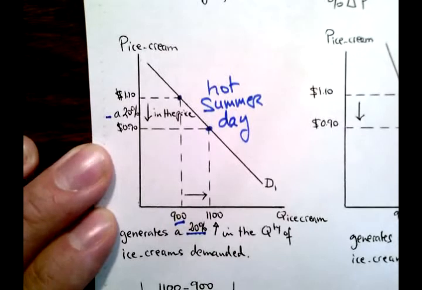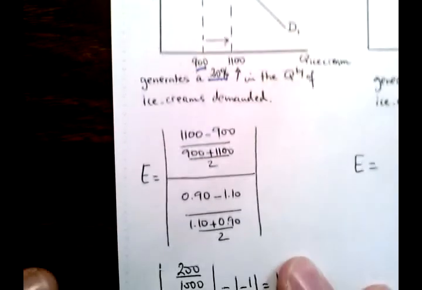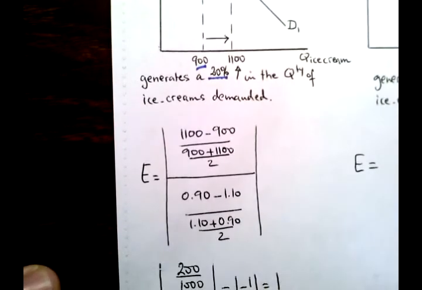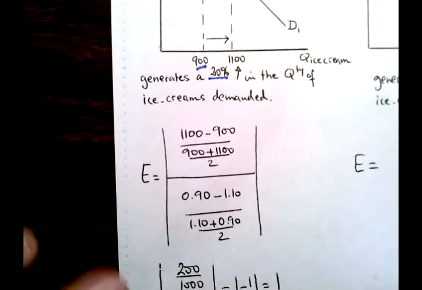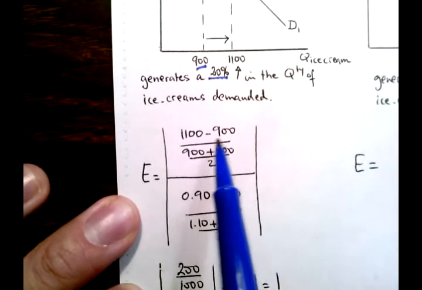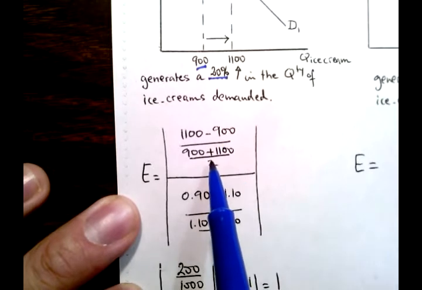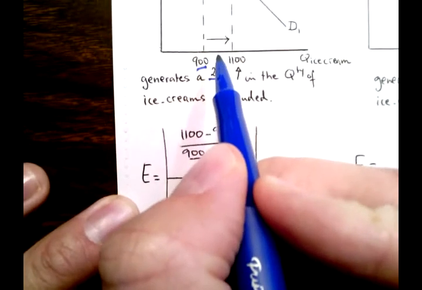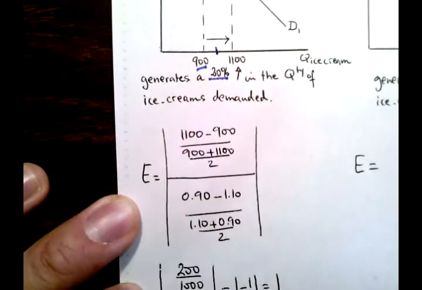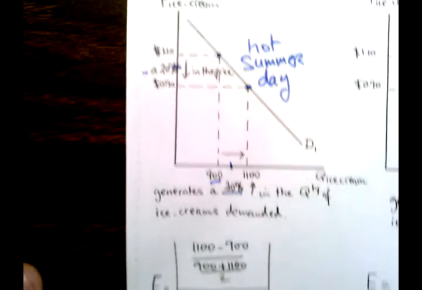Now let's calculate the elasticity. So I'm going to use the midpoint formula, and I want to take the absolute value of this. So I'm taking the change in demand divided by the midpoint quantity demanded. So the midpoint would be somewhere in the middle here, divided by the change in price divided by the midpoint price. So what's the midpoint here between $1.10 and 90 cents?